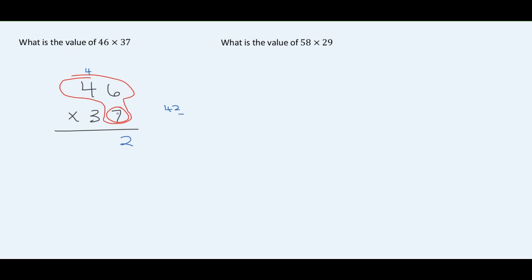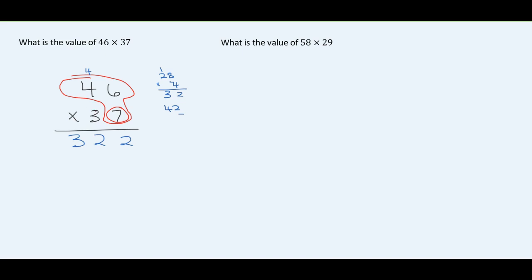4 times 7, we have 28, and we add 4 to that. So 28 plus 4. 8 plus 4 is 12. Write 2, bring 1 up here. 2 plus 1 is 3. So this is going to be 322.